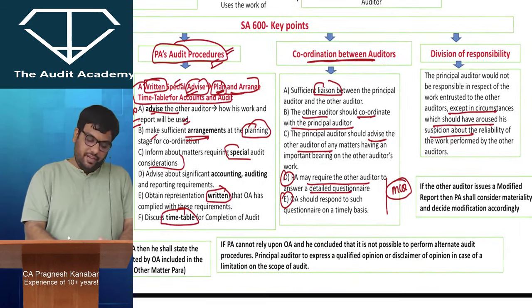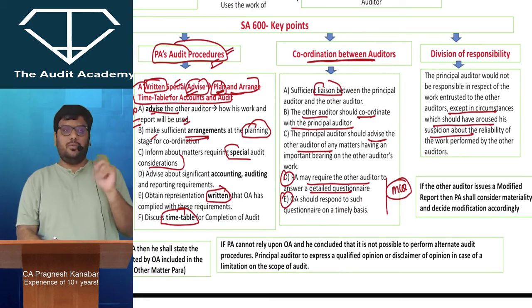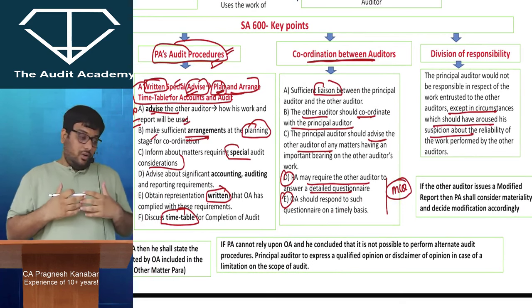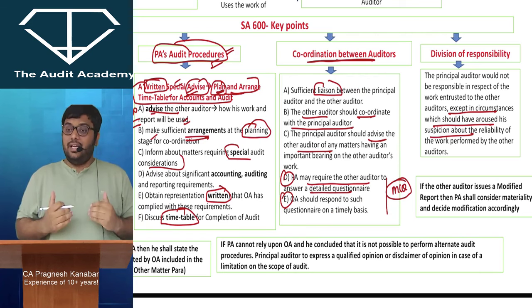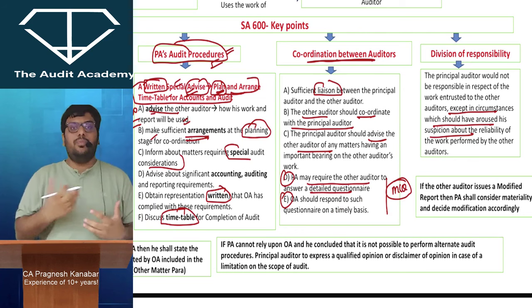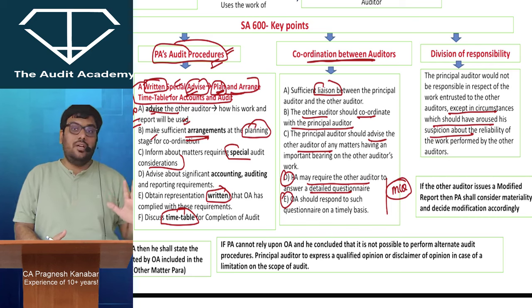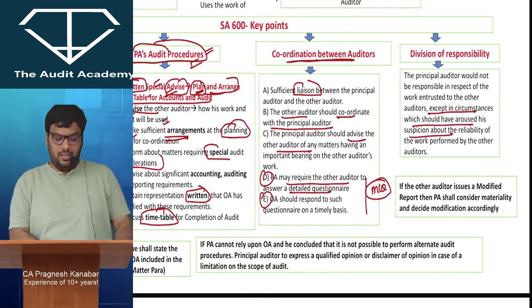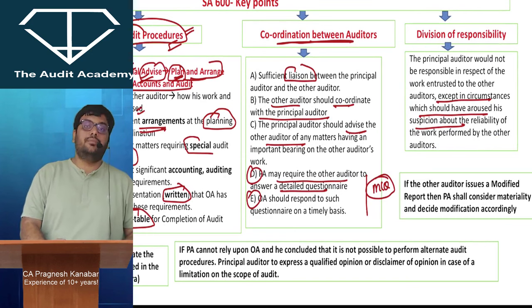So if I have performed these procedures and I came to know that the other auditor did not perform his procedures properly and just relied upon written representation, then these are the circumstances which should have made me believe that I cannot trust you, and then I will react to it and move ahead. Otherwise, please do not expect me to investigate the work of the other auditor. That is not a correct expectation from the principal auditor.